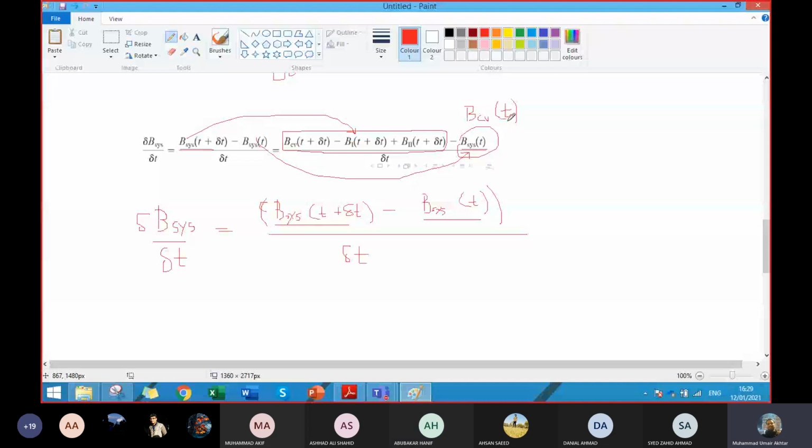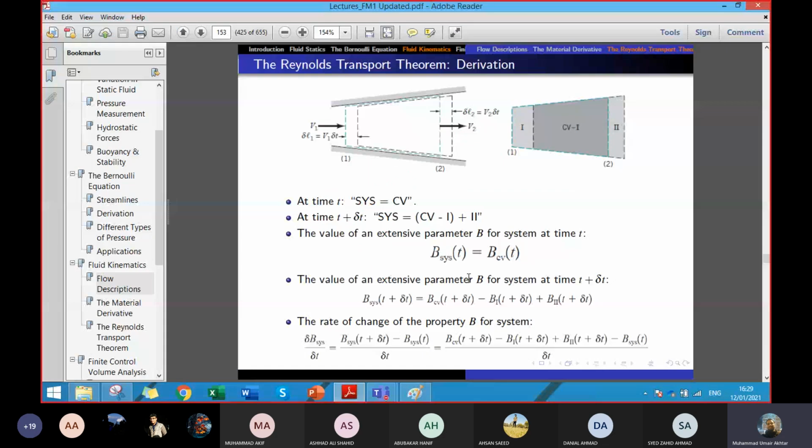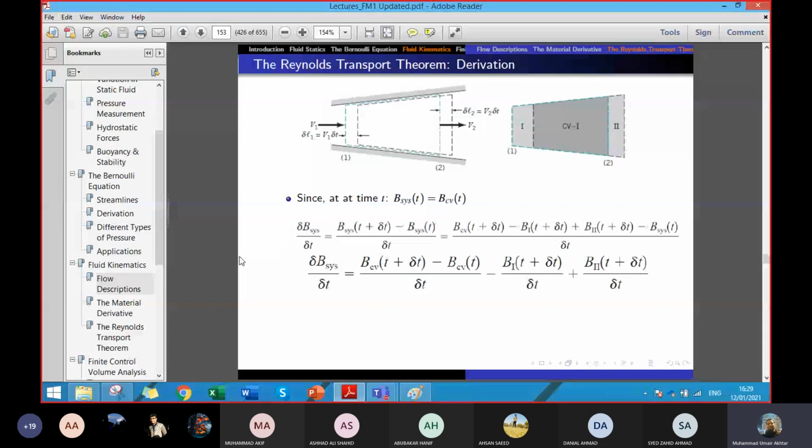Now we have just rearranged the equation. That is, we have combined the B control volume at T plus delta T term with the B control volume at time T, minus B1 at T plus delta T by delta T plus B2 at T plus delta T. Is this last form which I have highlighted clear? Yes, sir, it's just a rearrangement.